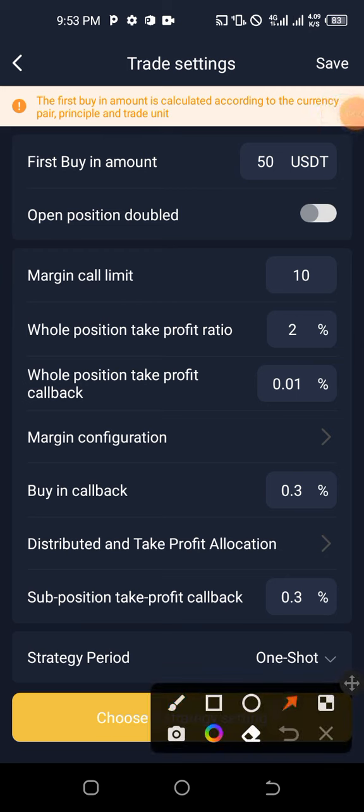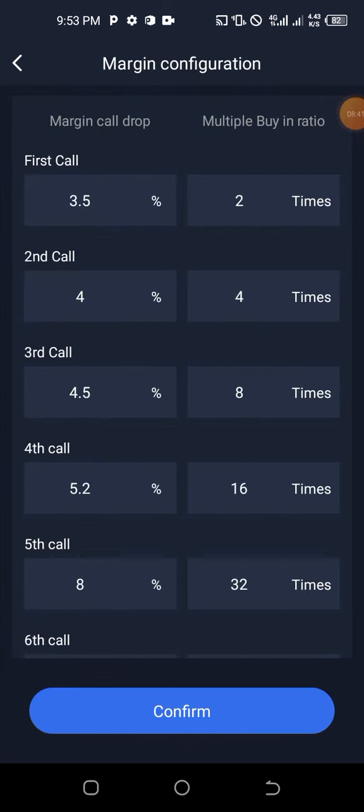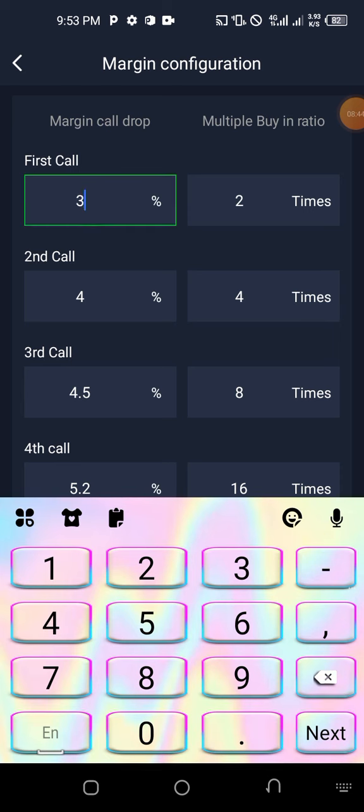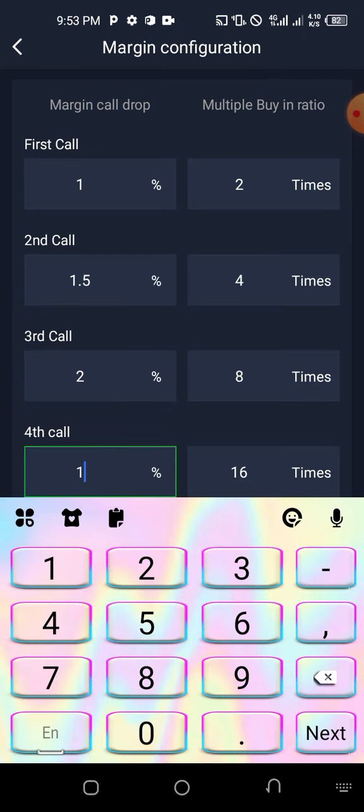Ladies and gentlemen, this one is on margin configuration. Now on margin configuration, we are going to set very well these 10 margin calls. That's where you are going to set it. How do you want to buy? Okay, we press there. Then you come back here on percentage drop. I've said 1.5. First one 1%. The second one 1.5. Are you following? This one 2.2%. Okay, 1.5.